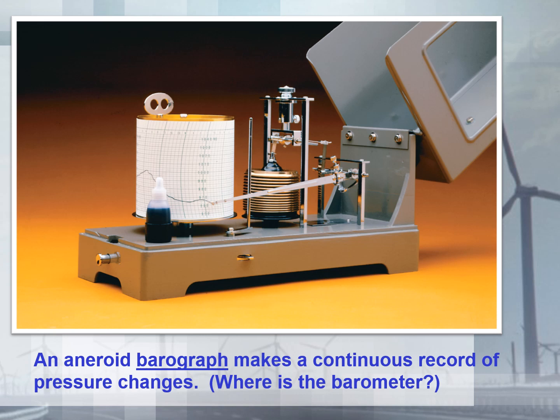So this is an aneroid barograph, which makes a continuous record, 24 hours a day, of pressure changes. So which part of this is the barometer? Can you guys tell? See those coils that look like they're made of copper? That is the actual barometer.